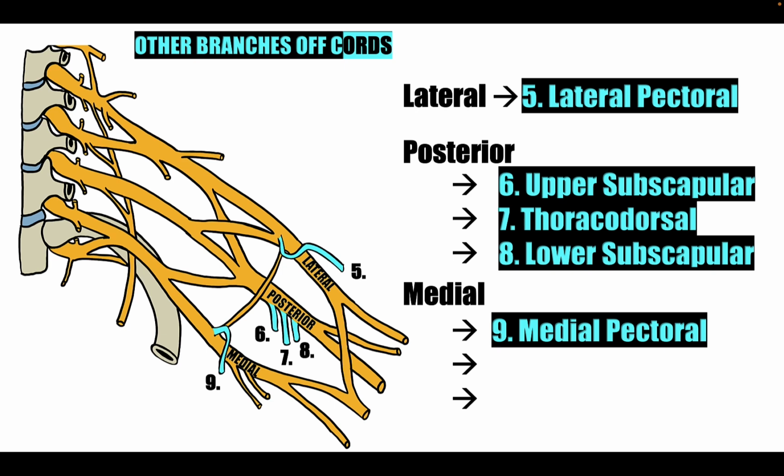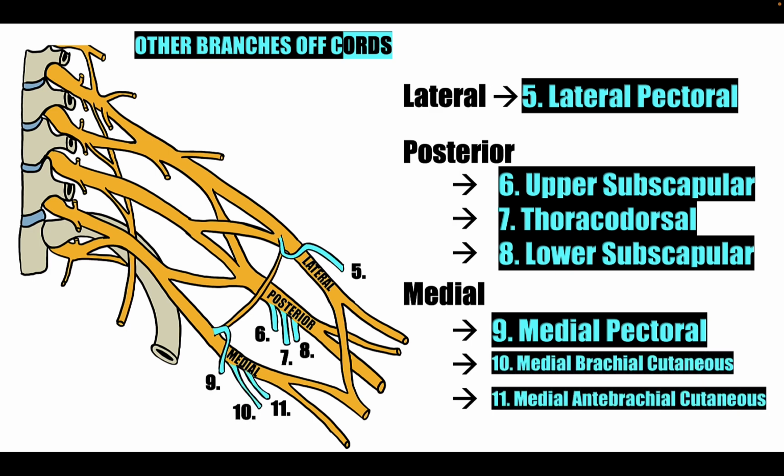Returning to our final branches, which happen to be the new ones, these branches come off the medial cord and have medial in the name. They are the medial brachial cutaneous nerve and the medial antebrachial cutaneous nerve. So let's break down those names real quick. Brachial means arm. Antebrachial, therefore, means before arm, aka forearm.